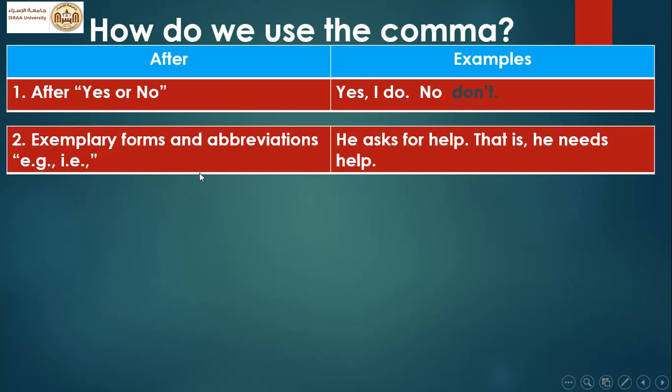Number 2, exemplary forms and abbreviations. Exemplary forms, when I say for example, I'm going to give examples, or that is. And these are the abbreviations for them. Instead of writing for example, I put e.g., then comma. That is, I put i.e., and comma. Look at the example here. He asks for help, that is, it is here written, and we have the comma. He needs help. Either you write it that is with words, or you write the abbreviation of that is, which is i.e.